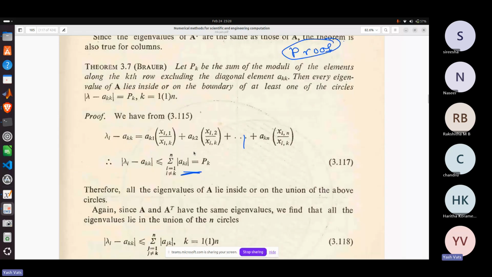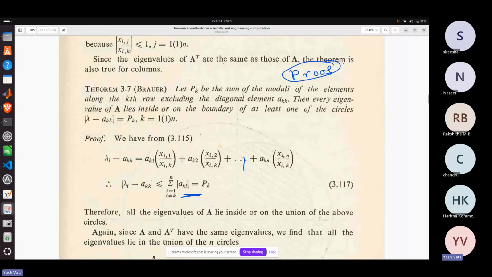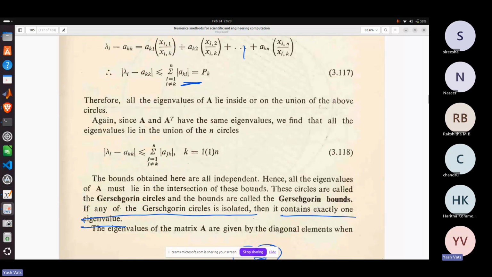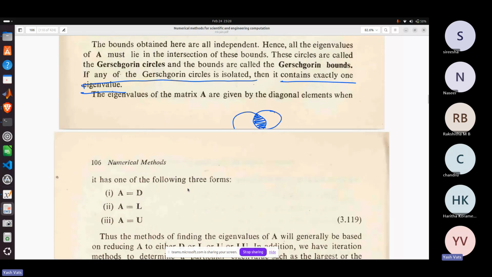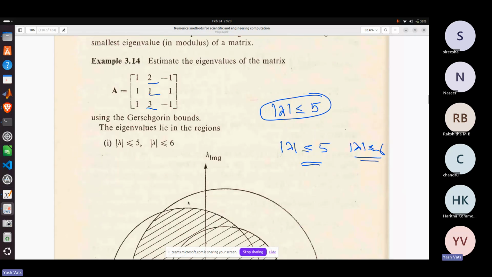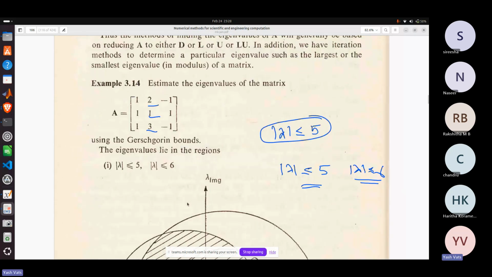The other thing, which is also important: pk is the sum of moduli of elements. Then every eigenvalue lies inside or on the boundary of at least one of the circles. So if pk is the sum of modulus of the elements along the kth row, excluding the diagonal element akk, then if you subtract this diagonal element from your eigenvalue, its modulus should be less than or equal to pk. So I'll go with one question based on that. It helps you give the bounds on the eigenvalues.